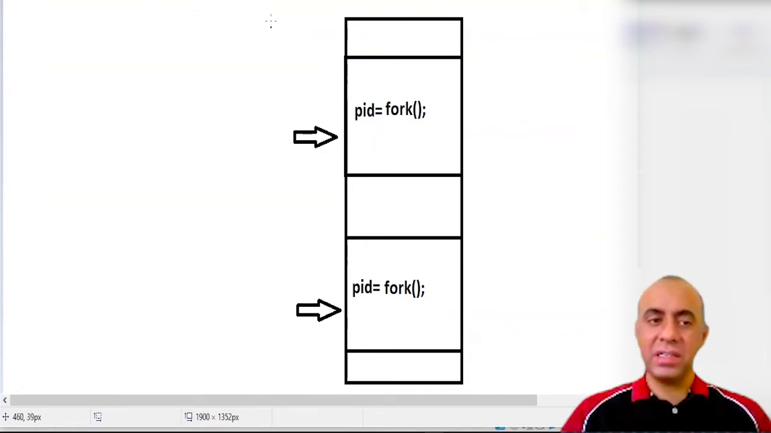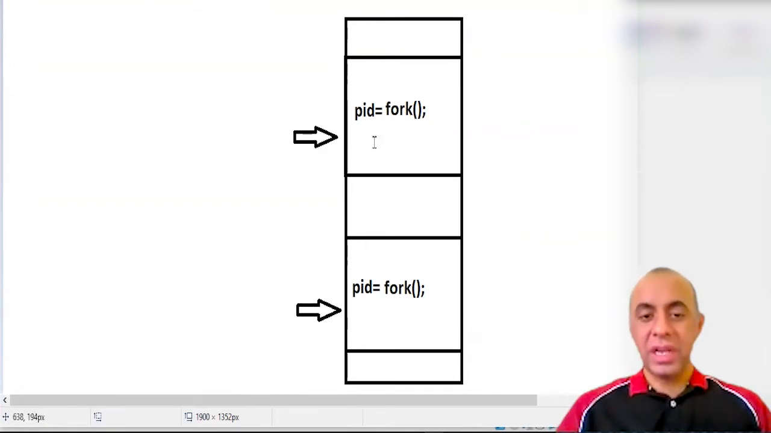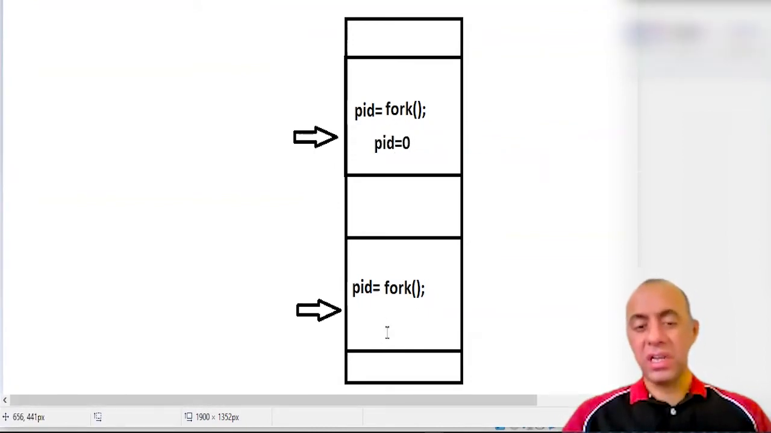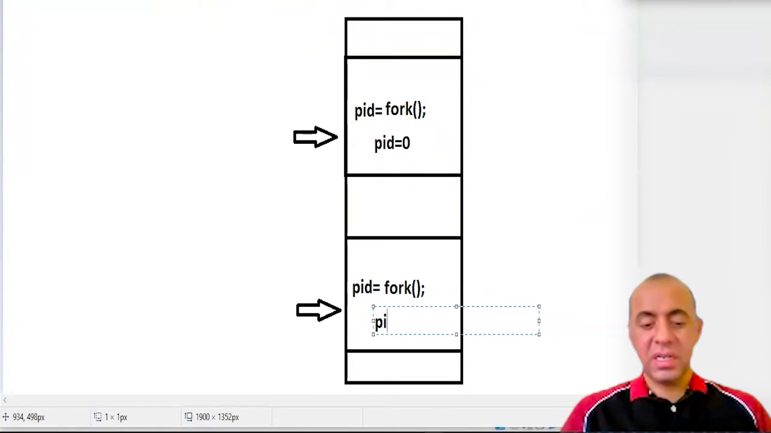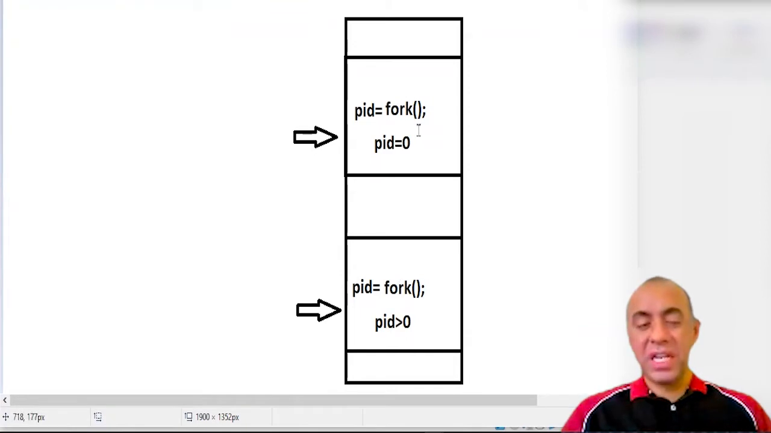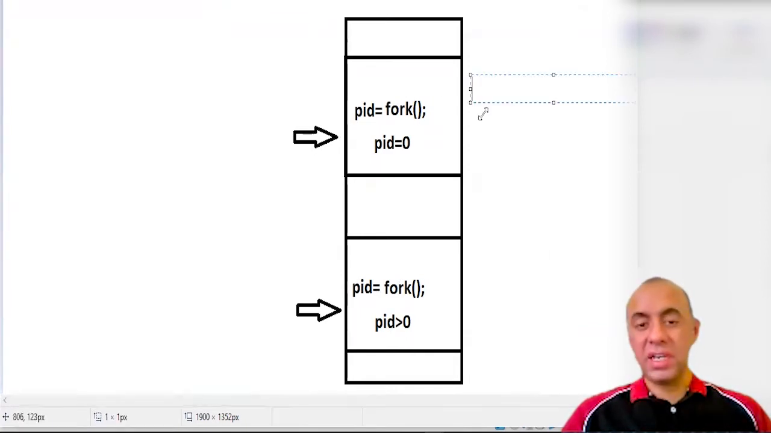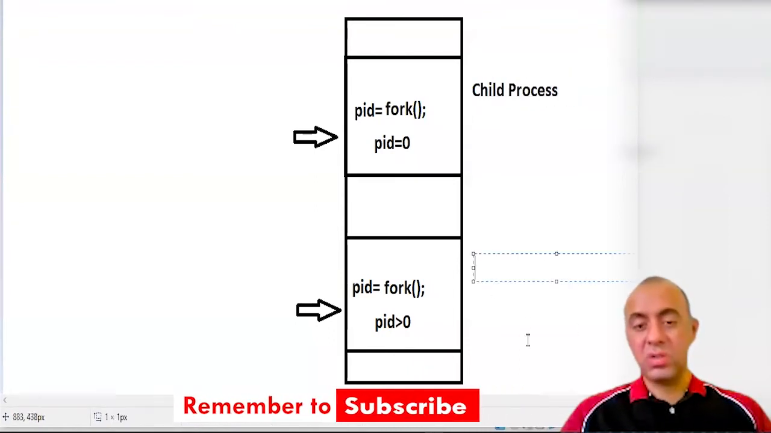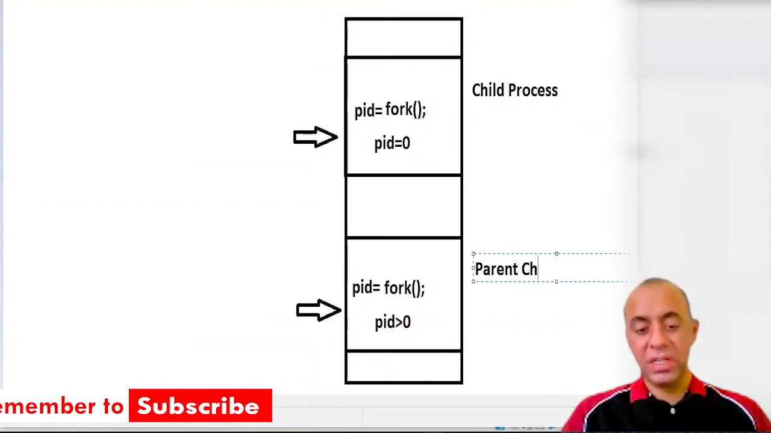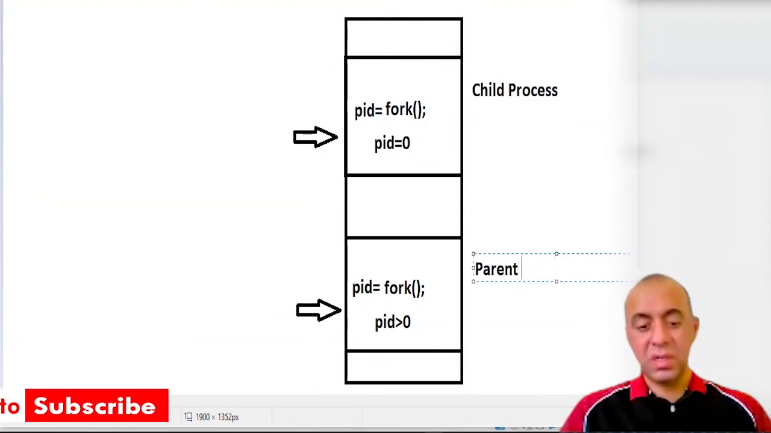And by design, it is designed in such a way that here the value of PID is kept to be 0, and in this context the value of PID is something greater than 0. And I'm not going to tell you what these values are. And by the way, where the value is 0, this process is the child process. No questions in that, or no doubts in that. And where the PID value is greater than 0, it is the parent process.